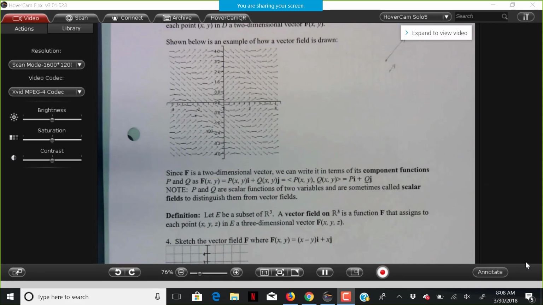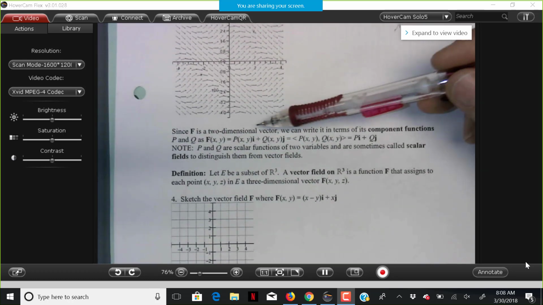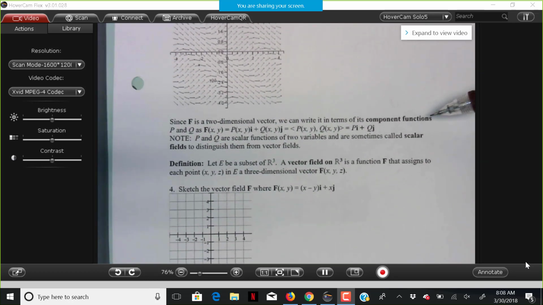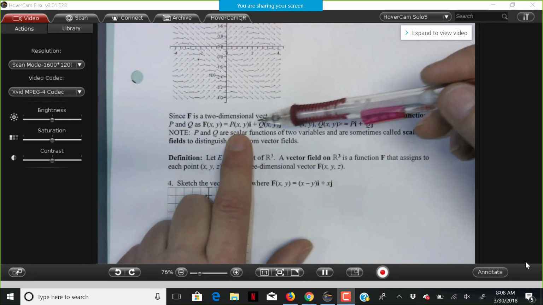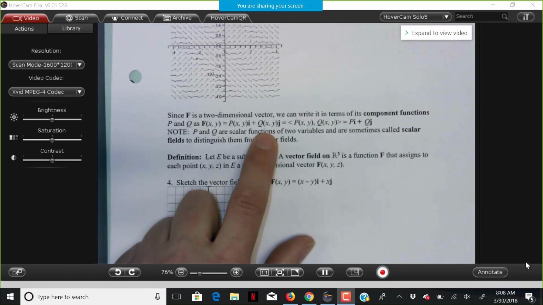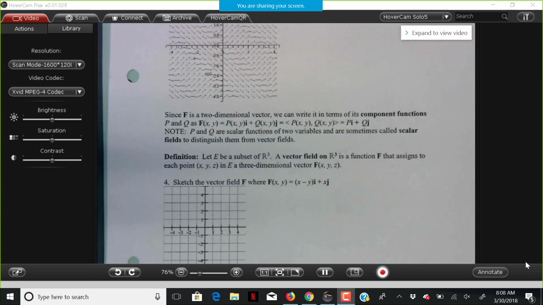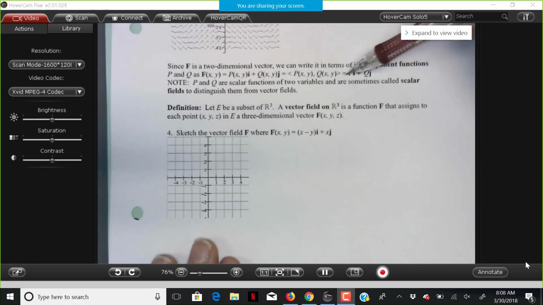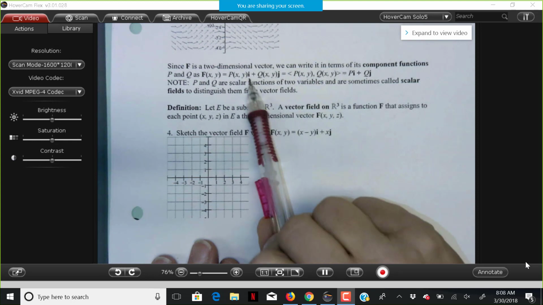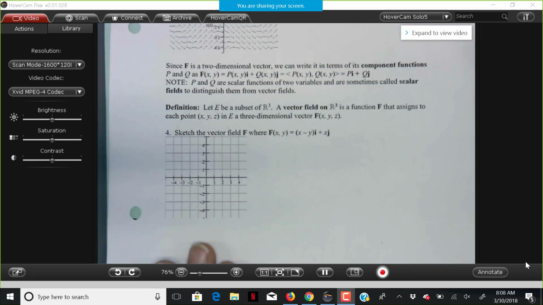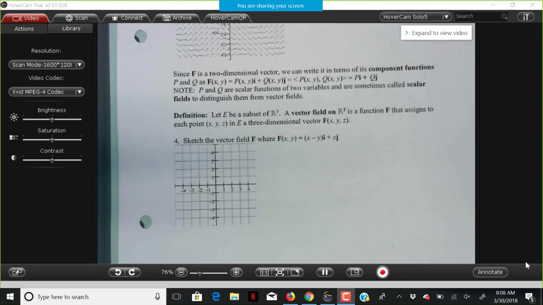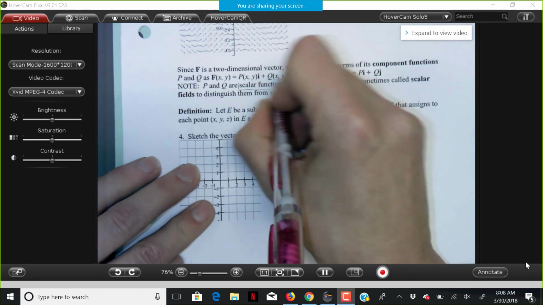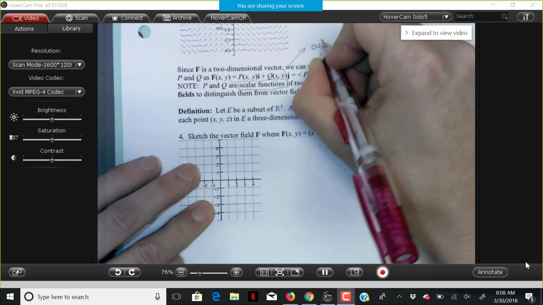But you could find it if you had the actual vector field given. Since f is a two-dimensional vector, we can write it in terms of its component functions, which they call P and Q, which are both functions of x and y. So you can have y's in the first component and x's in the second component. A lot of times we'll just suppress the function notation and write P i plus Q j, or we can also use bracket notation. P and Q are scalar functions of two variables. Scalar function means the output is a single number.